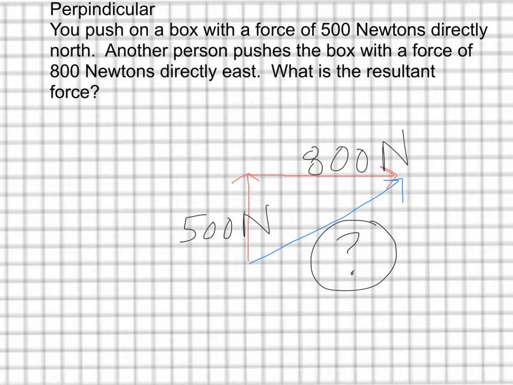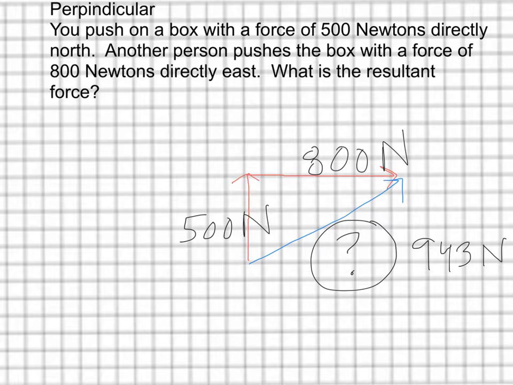So I used my calculator. I did 500 squared plus 800 squared and then took the square root of that and found that the value here would be, and I'm going to round this to 3 digits since they gave me 3 digits in my numbers, but I found it to be 943 newtons. Now what about the direction here?